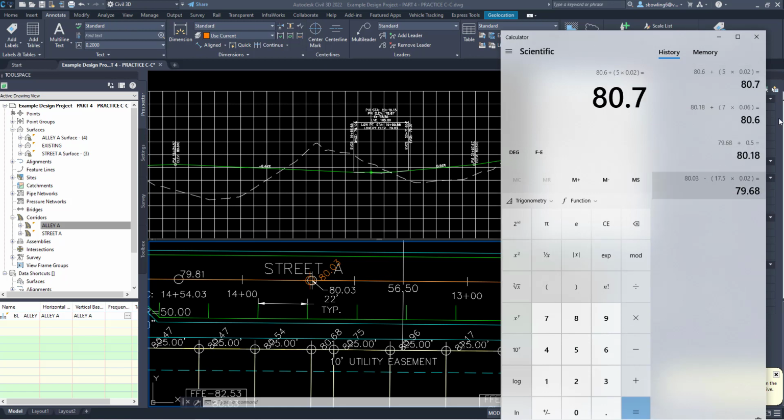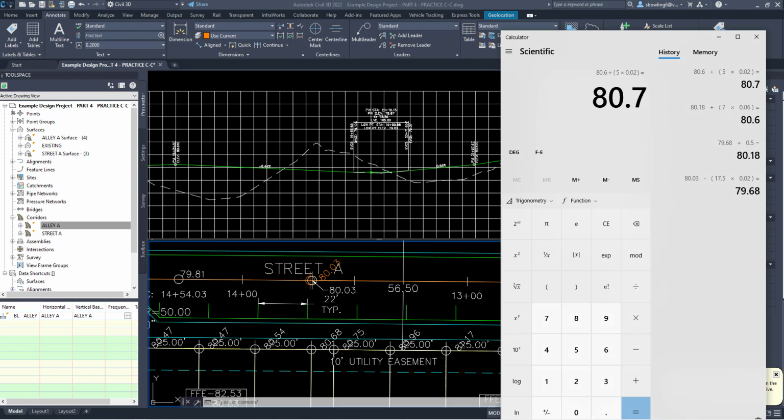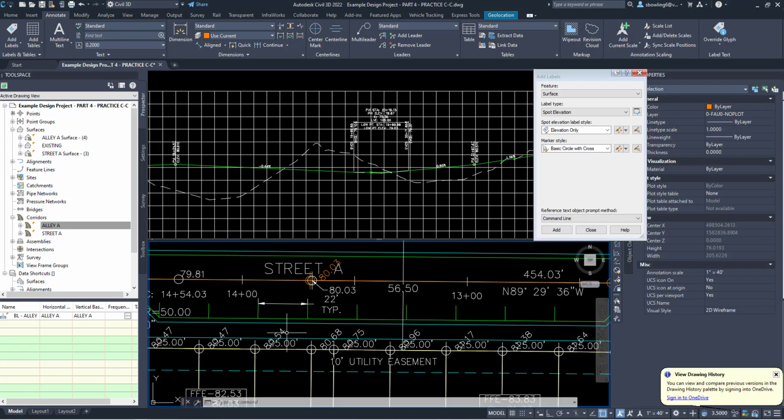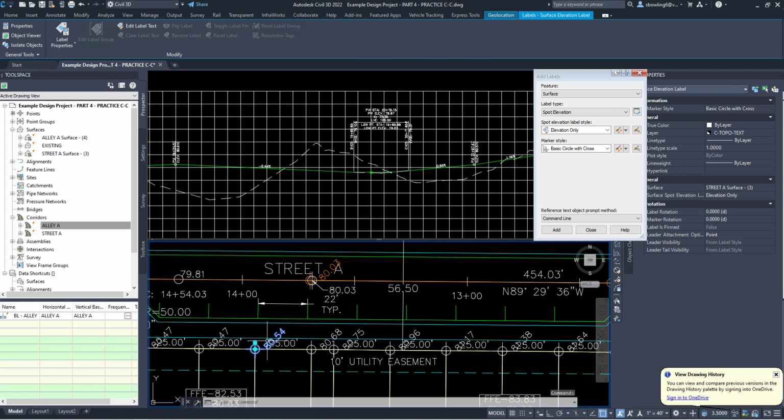So it should be 80.7. Okay, so I've got, whoops, I got 80.68. So I'm okay with that because it's not actually a half a foot, it's approximately a half a foot, but that's just easy math. It's close enough, okay? You're talking about 2/100ths of a foot, so I'm not going to worry about that. Now, it's also got rounding errors in it. The surfaces aren't perfect, but they're going to get you close enough.